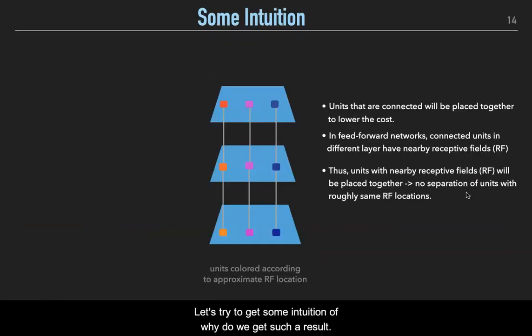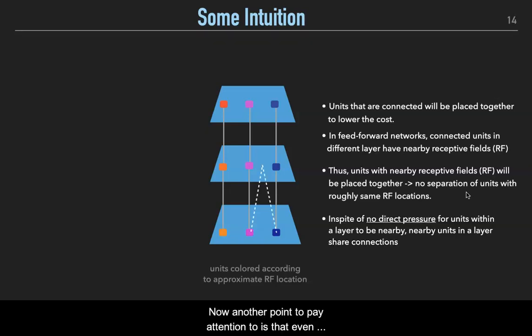Let's try to get some intuition of why we get such a result. Well, units that are connected will be placed together to lower the cost. In a feed-forward network, connected units in different layers have nearby receptive fields. So units with nearby receptive fields are going to be placed together.